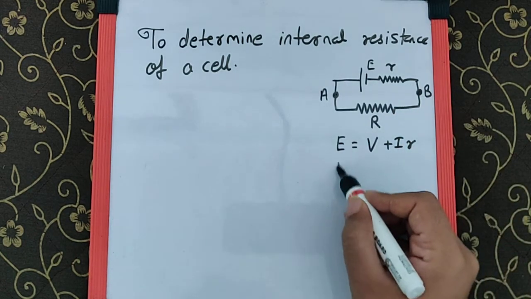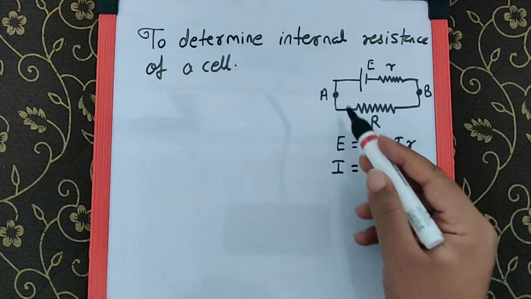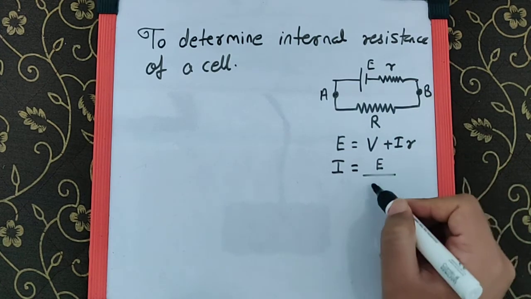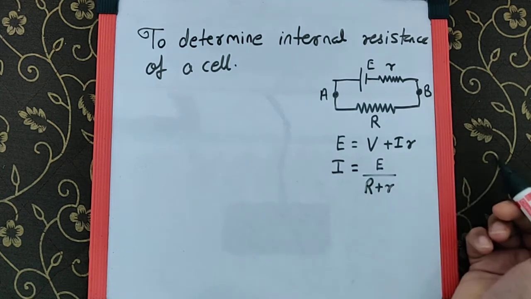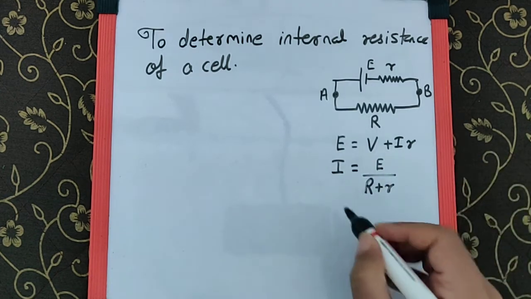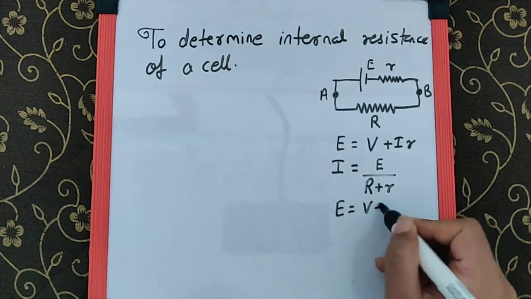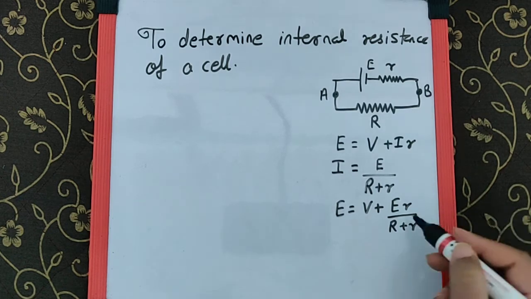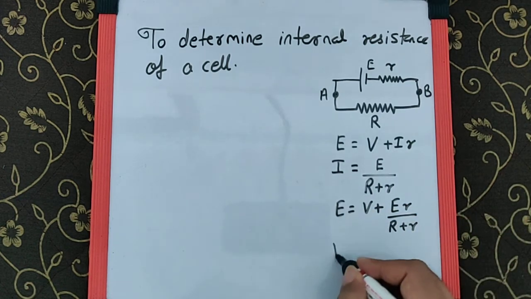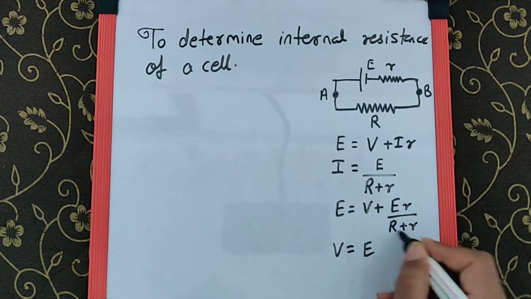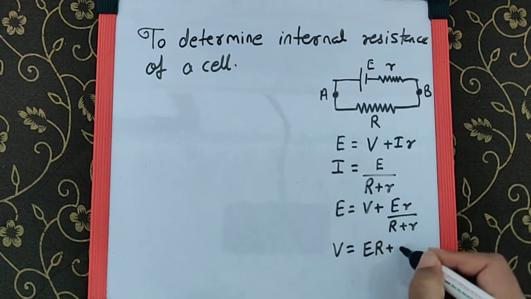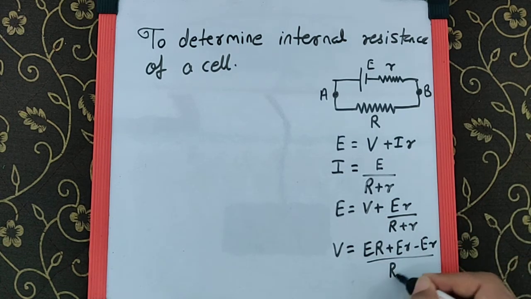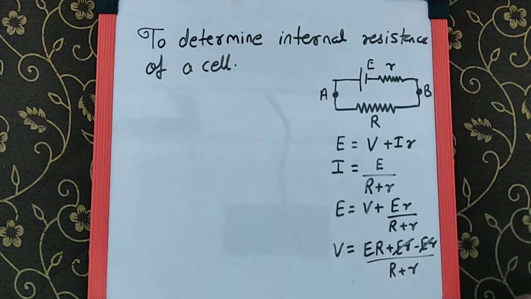Now if we simplify this, we know I for any circuit where all the resistances are in series is nothing but the total EMF of the circuit upon the total resistance, which is R plus small r. Now if I substitute this over here, we get E is equal to V plus Er upon R plus r. Now if I take it on this side and try to simplify it, we get V is equal to E times capital R plus E times small r minus Er upon R plus r. So this Er gets cancelled.